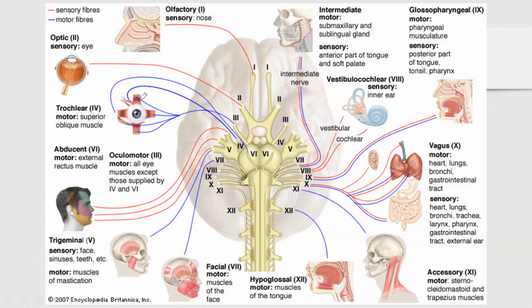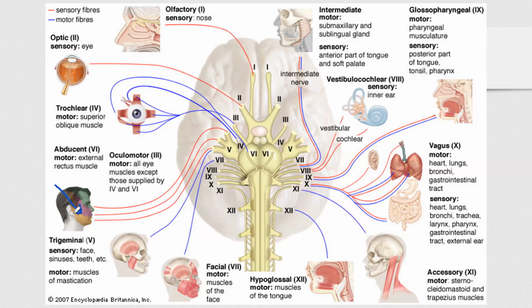Okay, 3 and 4 we already covered. 3 is oculomotor and 4 is trochlea. Now, number 5 is our huge nerve right here, and it's called trigeminal. It's called trigeminal because it has 3 branches. The trigeminal nerve innervates your face, your sinuses, your teeth, and also has some motor function, innervating your muscles of mastication.